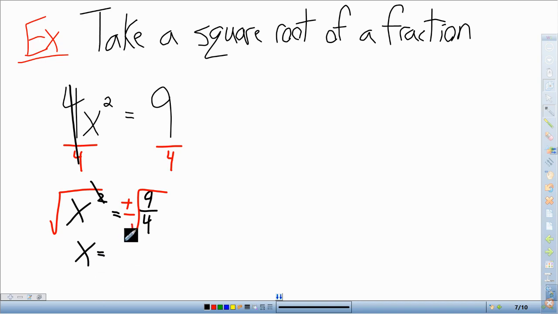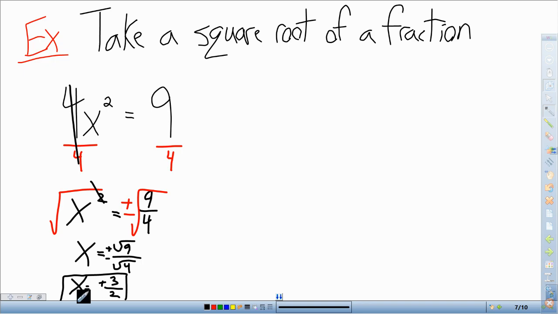If you guys remember back when we were dealing with a lot of fractions, if we took the square root of a fraction, what that means is we're taking the square root of the numerator over the square root of the denominator. That's really what this represents. And again, we don't want to forget the plus or minus. So this kind of works out nicely. The square root of 9 is 3, and the square root of 4 is 2. So we're getting a plus or minus 3 over 2.